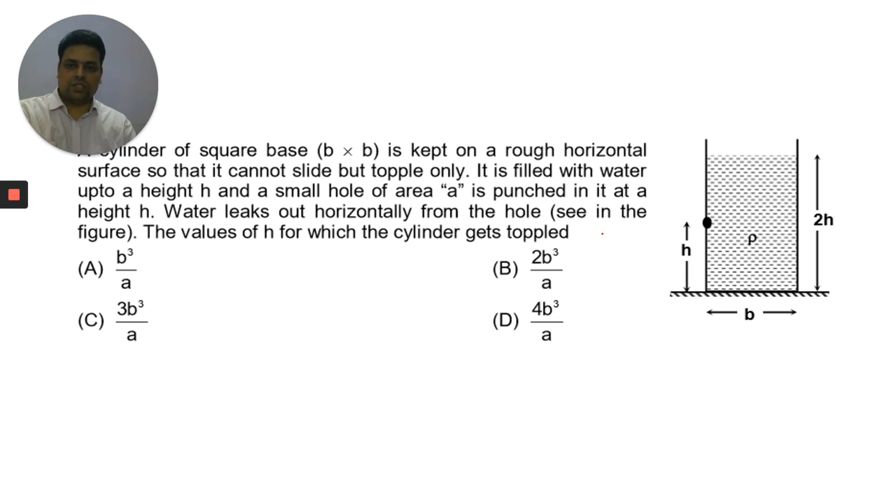The other question: a cylinder of square base B into B is kept on a rough horizontal surface so that it cannot slide but topple only. It is filled with water up to a height h, and a small hole of area A is punched in it at a height h. Water leaks out horizontally from the hole C in the figure. The values of h for which the cylinder gets toppled is, you're given the options. You have to pick out the right option.